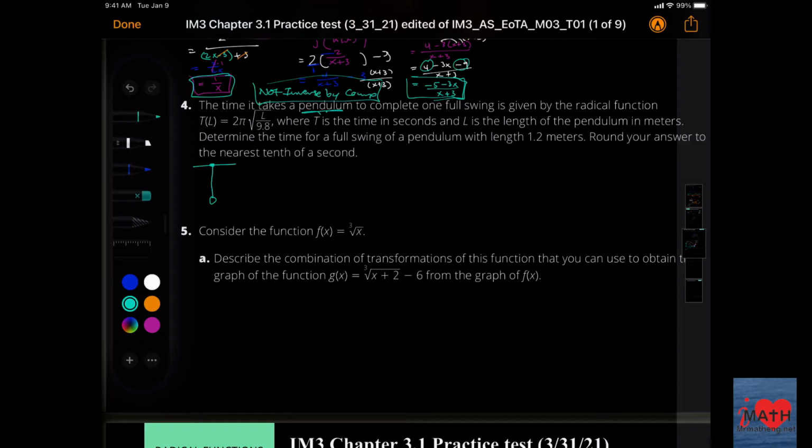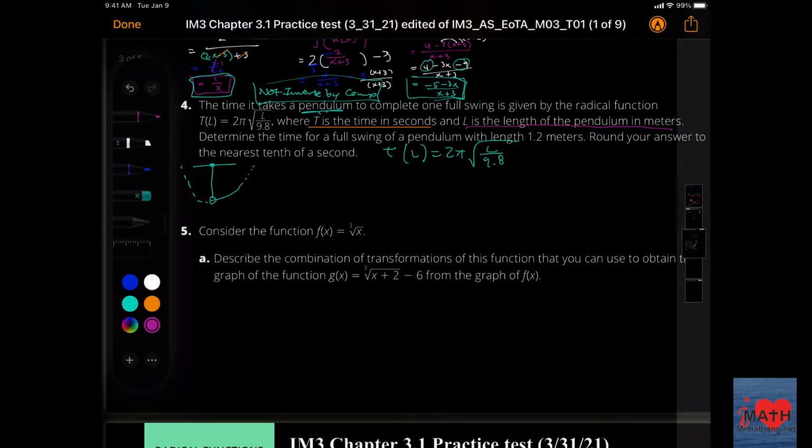And to complete one full swing, so maybe from here all the way up to there, is given by the radical function. Let's just write down the function. T of L equals 2 pi times square root of L over 9.8, where T is the time in seconds, okay? And L is the length of the pendulum in meters. I meant to write that in a different color.